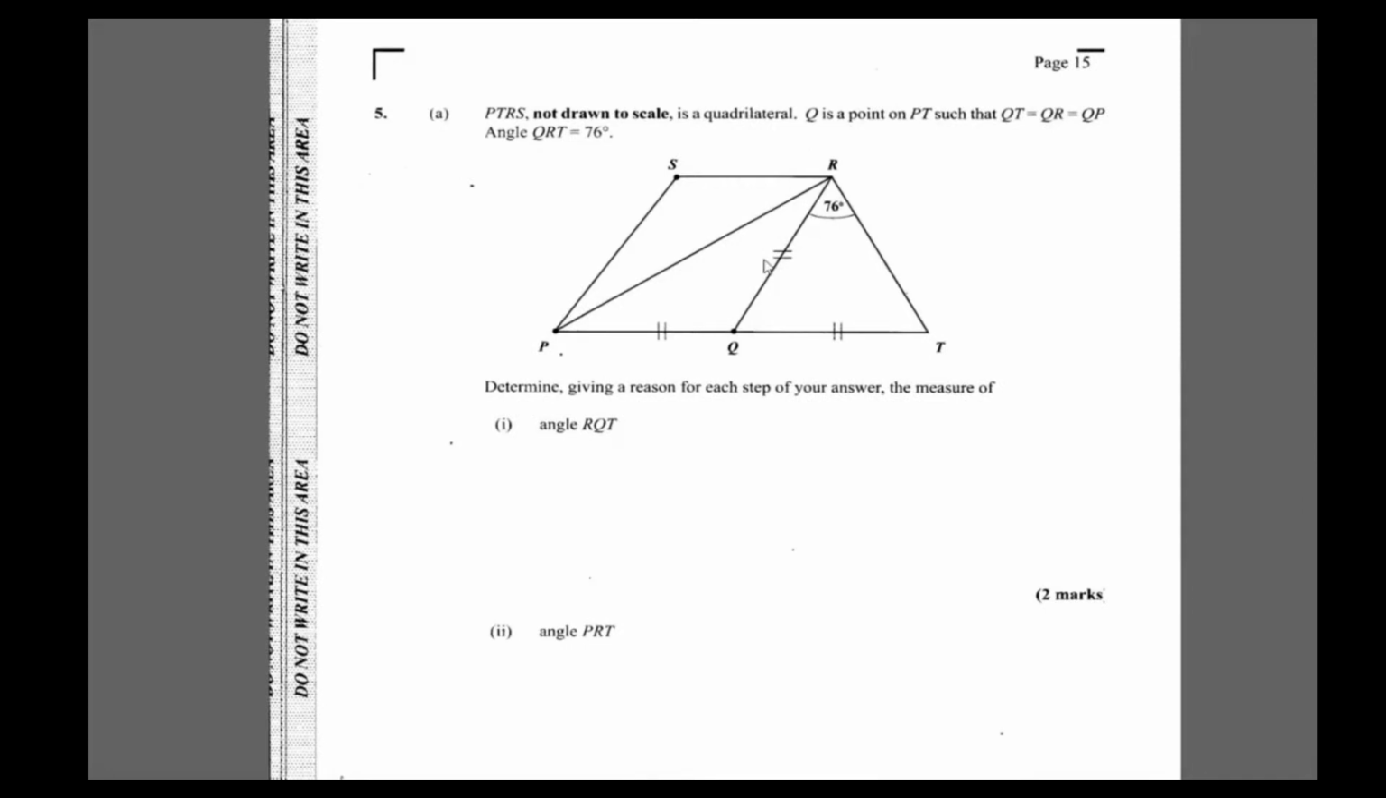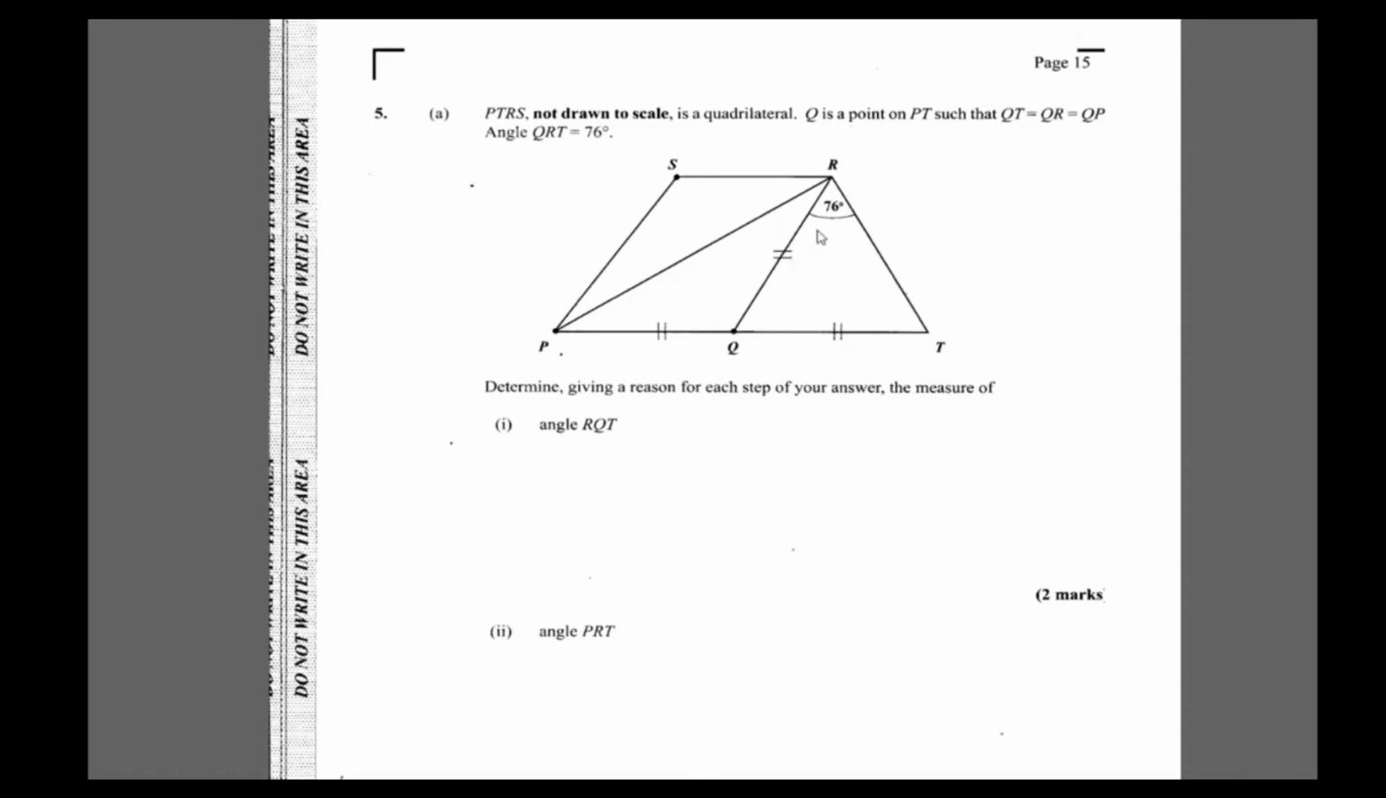Q is a point on PT such that QT is equal to QR and that's equal to QP. They use the symbol to show that RQ is the same as QP, which is the same as QT. So they're telling us that triangle PRQ is isosceles because PQ is QR, and RQ is QT, so this is also another isosceles triangle. That's all they're telling us.